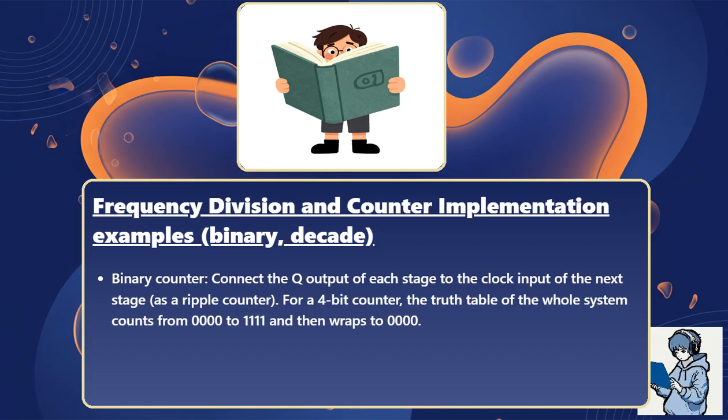Binary counter: connect the Q output of each stage to the clock input of the next stage as a ripple counter. For a 4-bit counter, the truth table of the whole system counts from 0000 to 1111 and then wraps to 0000.